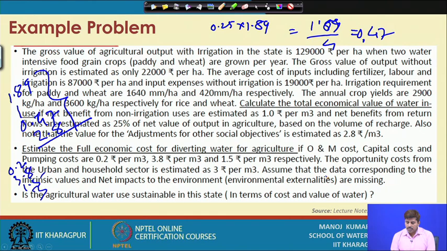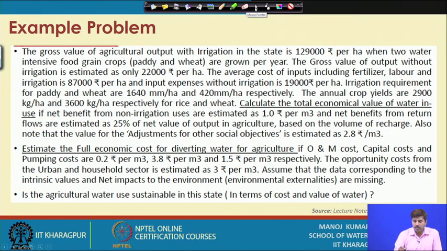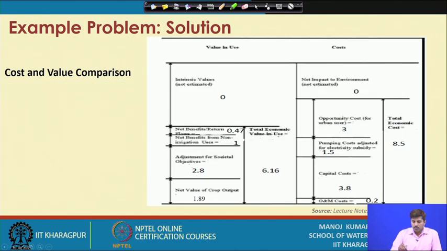Assume that the data corresponding to the intrinsic value and net impacts to the environment are missing. So externalities are missing. The uppermost component in the table we are seeing is actually missing. Eventually you need to compare the sum of this with the sum of this in order to see if the system is sustainable or not. So that can be seen here. That is your total economic value and total economic cost.